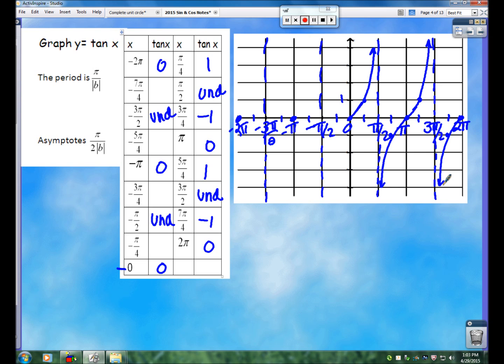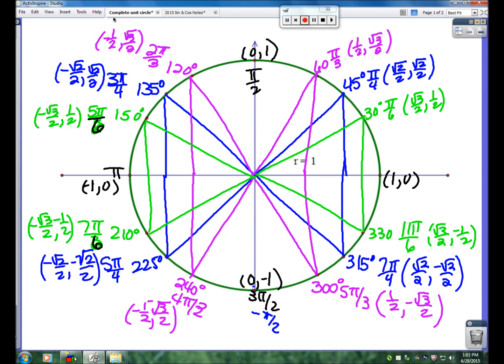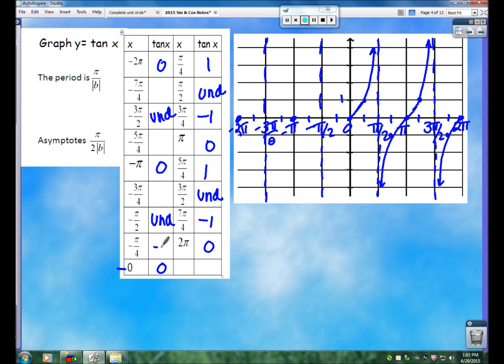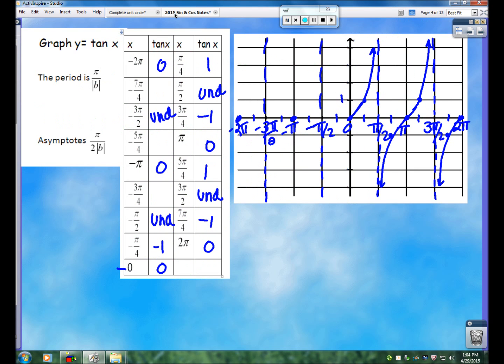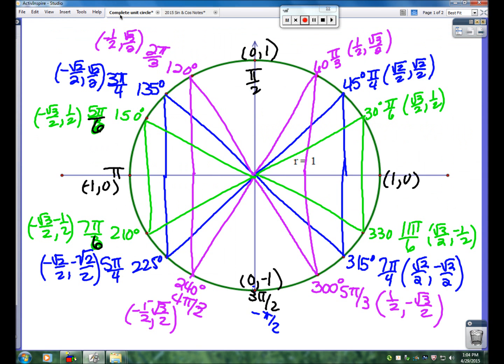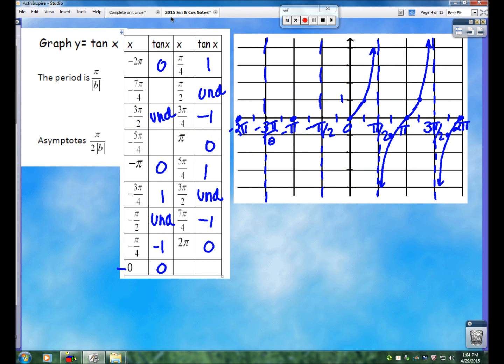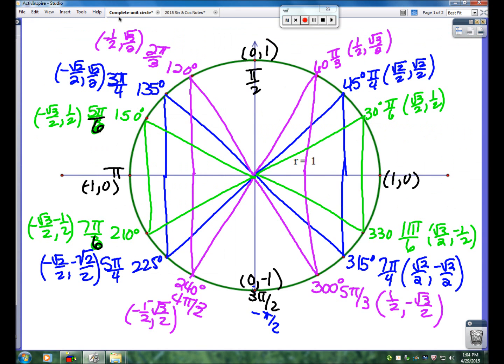So we're going the opposite way around our graph. Negative pi over 4 is going to be negative 1. Negative 3 pi over 4, we're at positive 1. We're over here, positive 1. Negative 5 pi over 4, we're up here at negative 1. And at negative 7 pi over 4, we're back at positive 1.